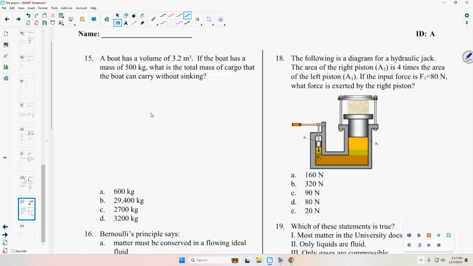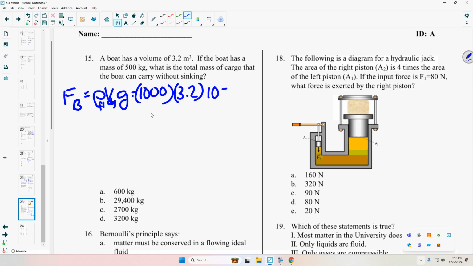Okay, so a boat has a volume of 3.2 cubic meters, and it has a mass of 500 kilograms. I just want to know what total mass it can carry. First, you can just calculate the buoyant force. The buoyant force is equal to rho Vg. That's the density of the fluid, the volume of the object, and the acceleration due to gravity. The fluid is water, unless you're in a lake of lava or something, and then I guess it's lava. The volume of the object is 3.2, and then g is 10, so that's 32,000 newtons. Okay, that's the buoyant force.